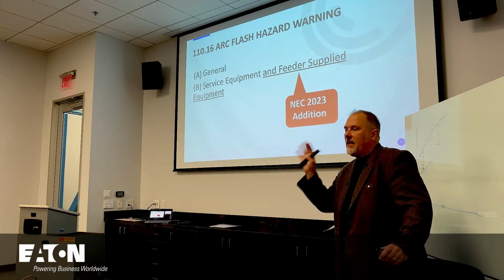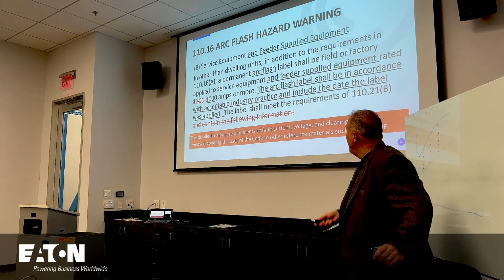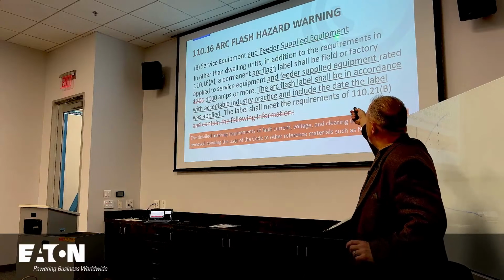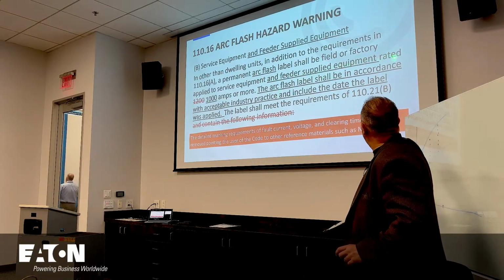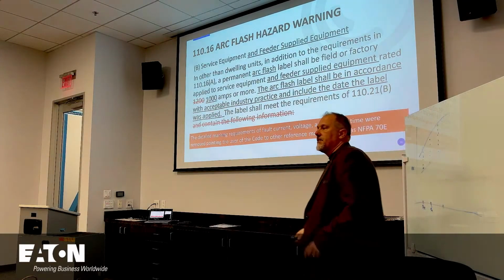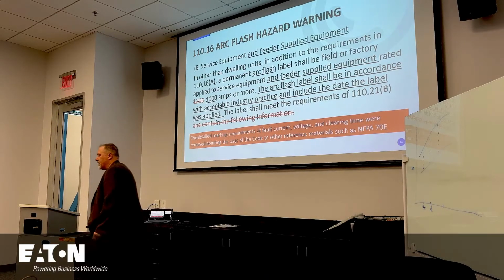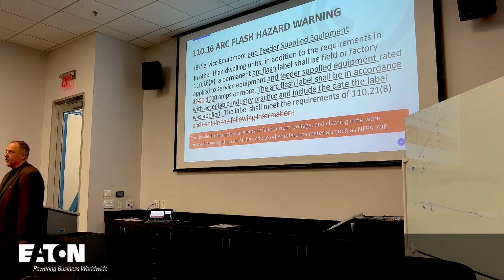Or, I mean, 70E is like the de facto. You can't write that into the code, but we reference it. This is sort of what it says: arc flash and feeder supplied equipment rated 1000 amps or more, the arc flash label shall be in accordance with acceptable industry practice, and then the informational note points us to 70E. So the 2023 code expanded that down to 1000 amps instead of 1200, and we hit feeder supplied equipment.